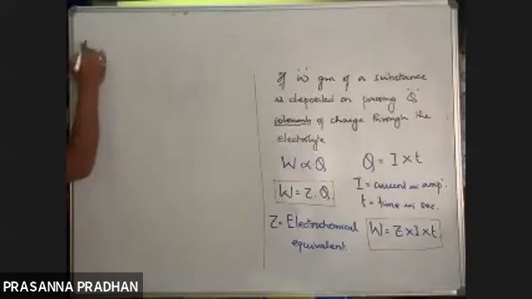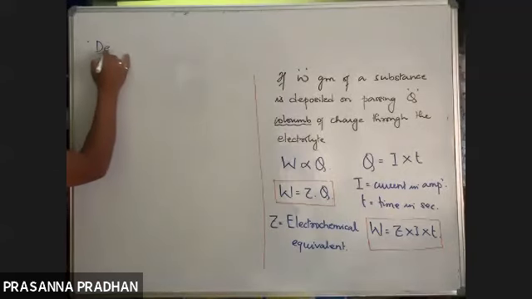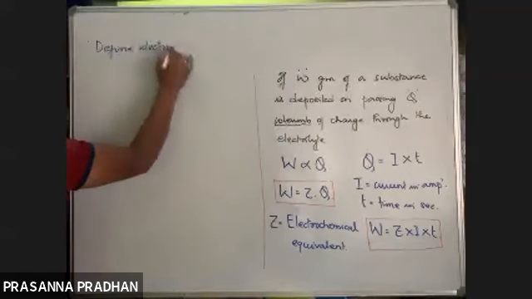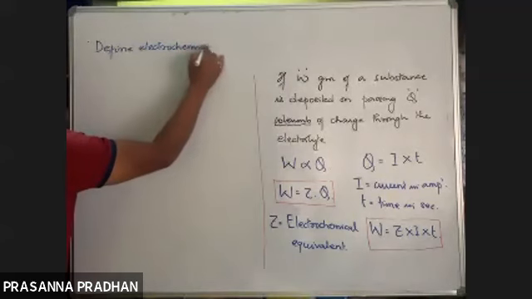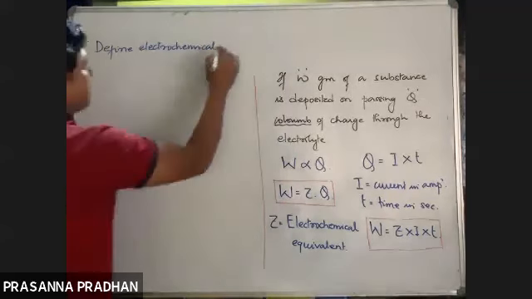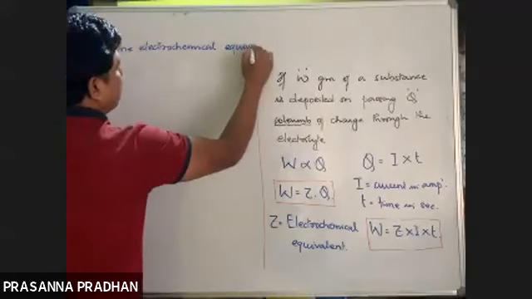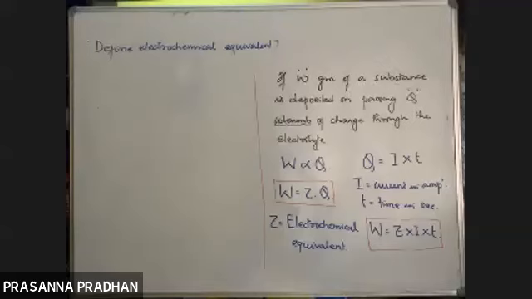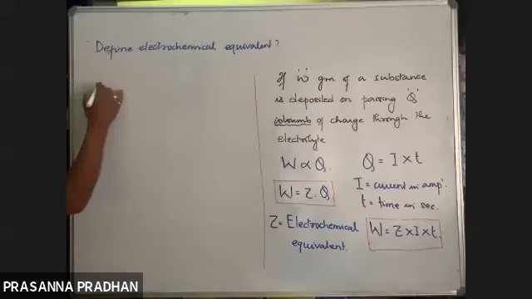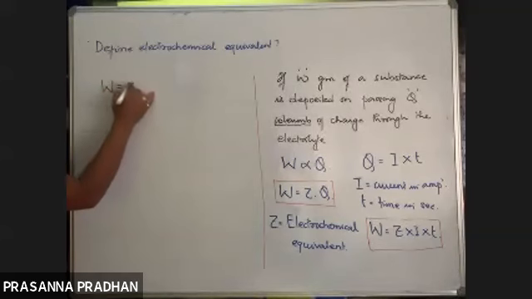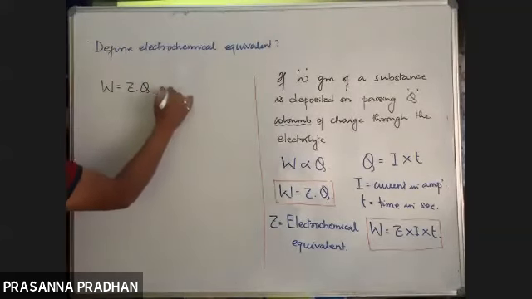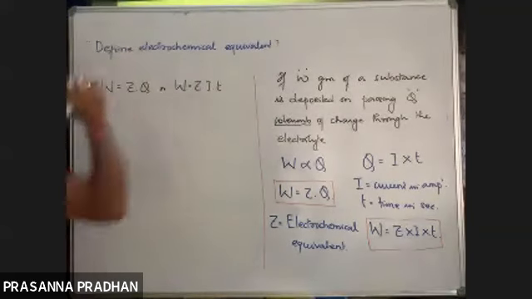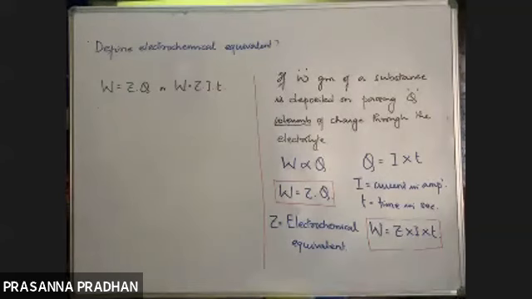So, let us define this term. Define electrochemical equivalent. Okay, so let us again rewrite the mathematical relationship. We know W equals to Z into Q, or W equals to Z into I into T. So these are the two mathematical relationships.